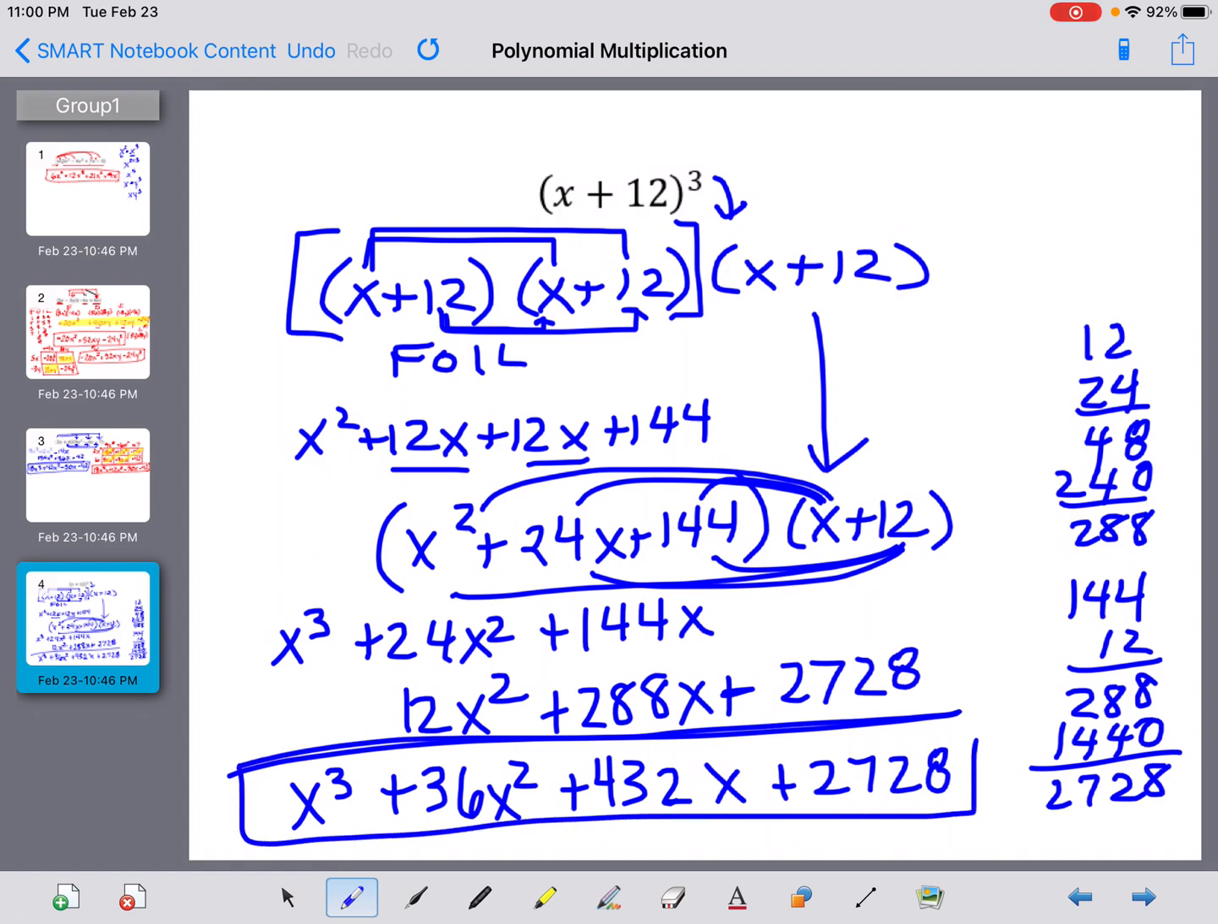Okay? Remember, you're not solving for x. Just working to get those variables or everything multiplied through. Let me know if you have any questions.